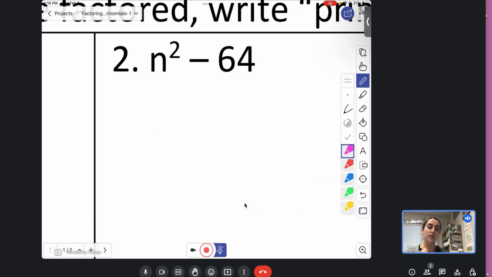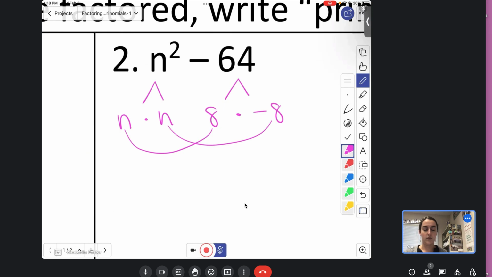Well, 64 is a big number, and we need to recognize that it's a perfect square. 64 is 8 times 8, right? So here, n squared is n times n. This negative 64 is a perfect square. I know it's 8 times negative 8. Okay, gives me negative 64. Well, I'm going to pair them up, n plus 8 times n minus 8. Okay, n plus 8, n minus 8. So n plus 8 times n minus 8.